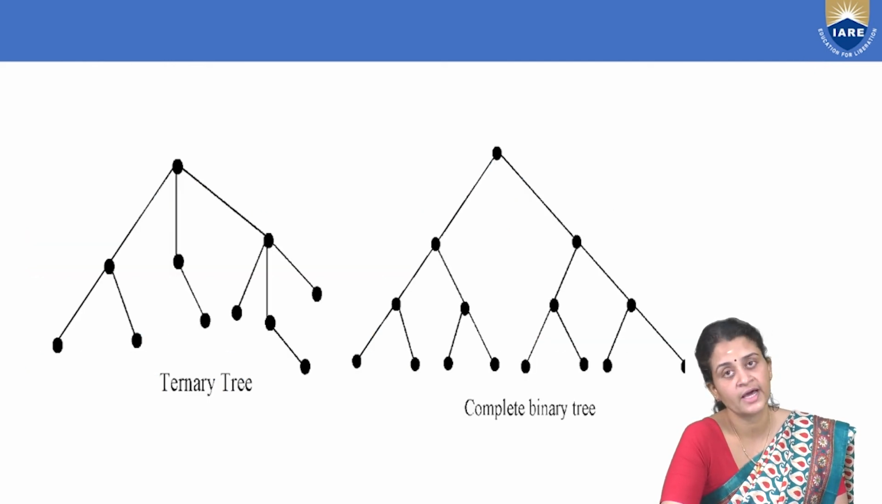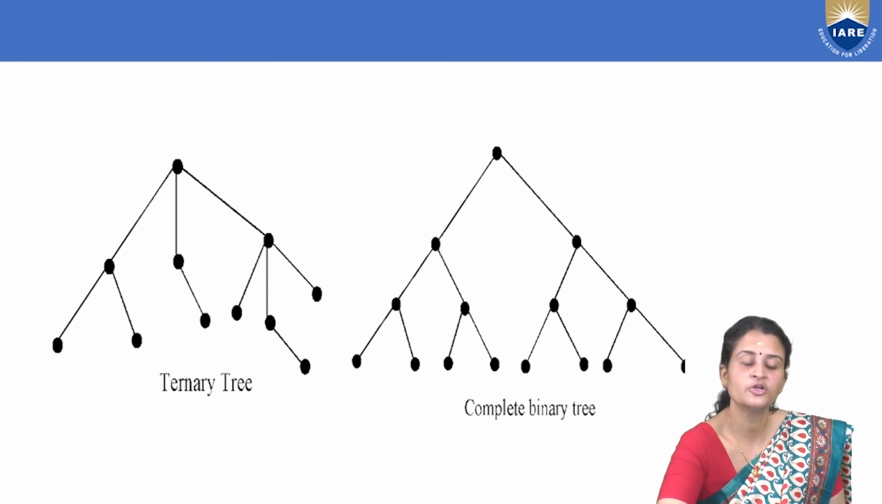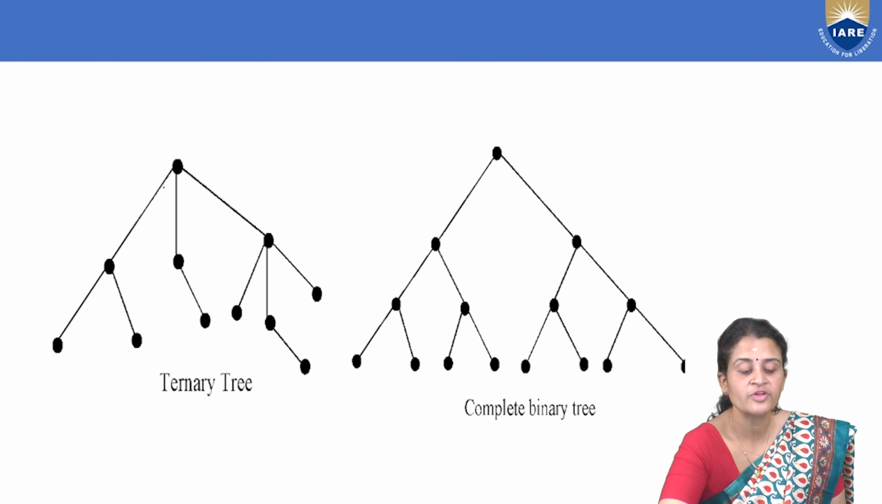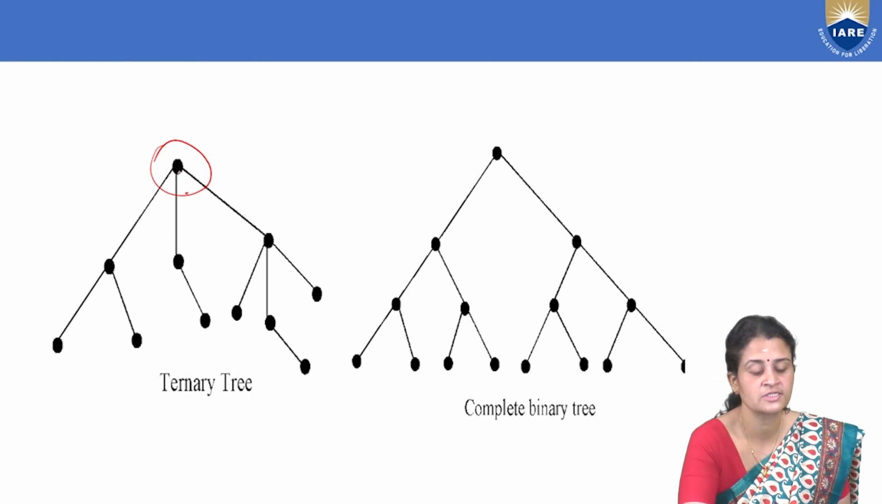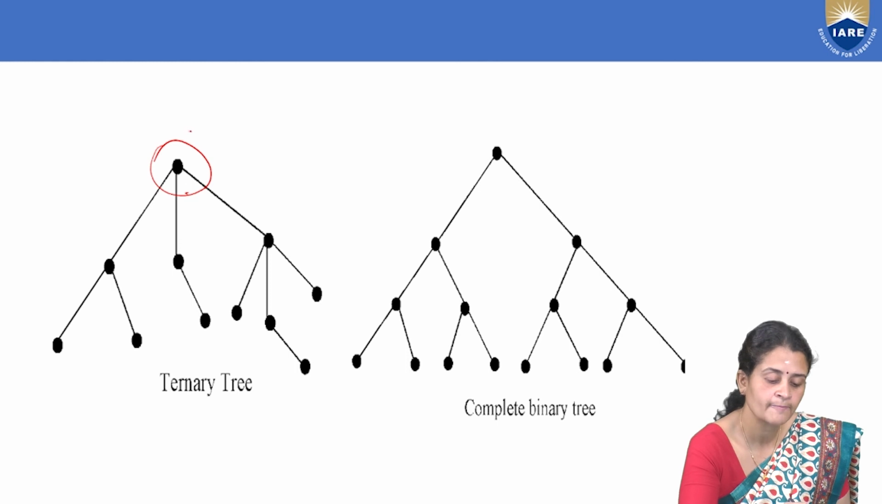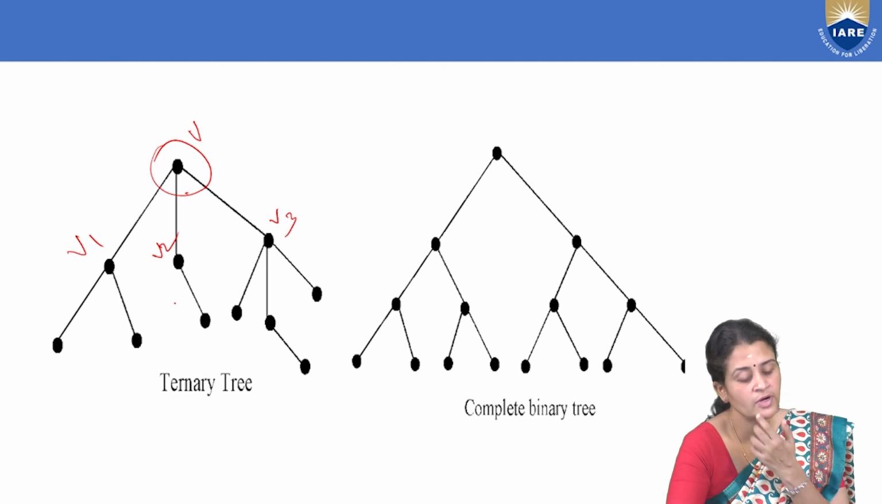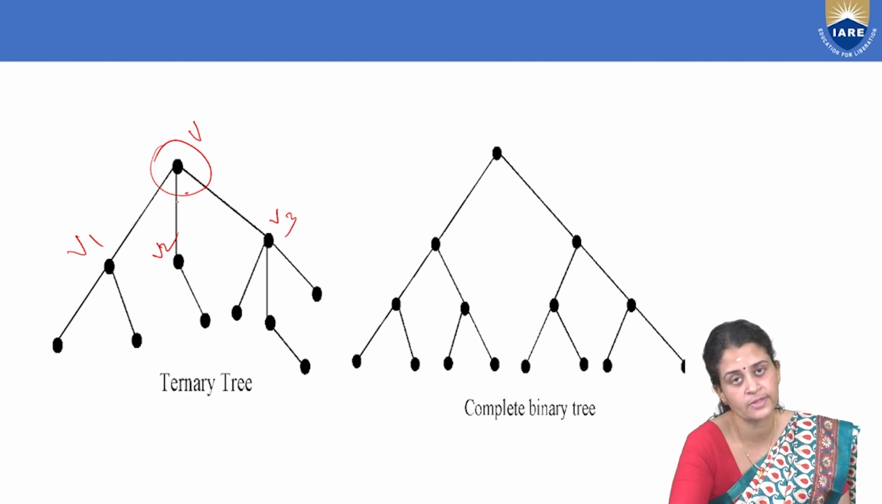This is a ternary tree. Why? Because we can call it a three-ary tree, since every vertex here has a maximum of 3 children. From the root we are getting 3 children. This is the parent of these 3 vertices. If this vertex is V, then V1, V2 and V3 are children of V, and it has a maximum of 3 children.